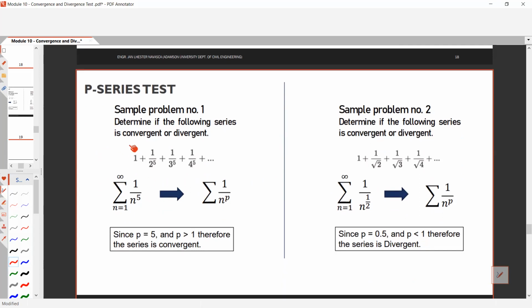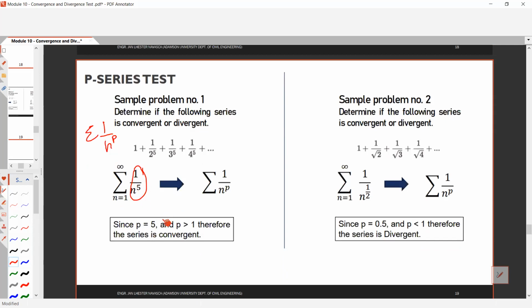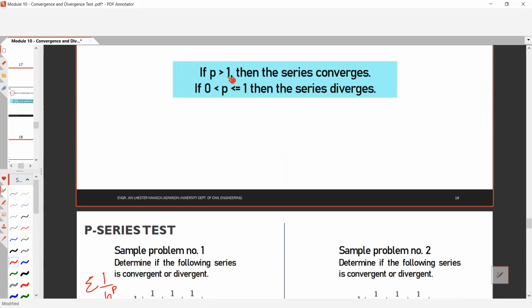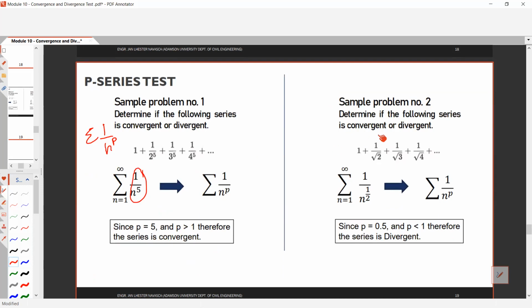Okay, taking a sample problem. Sample problem 1, determine if the following series is convergent or divergent. Kapag nakita mo yung ganitong form, 1 over n raised to 5 or 1 over n raised to p, di ba? 1 over n raised to p. Okay, this one. So yung p natin, that is equivalent to 5, di ba? P natin is equal to 5. Then if your p is greater than 1, therefore the series is convergent. Ayun lang, ganun lang kadali. Next is sample problem 2.